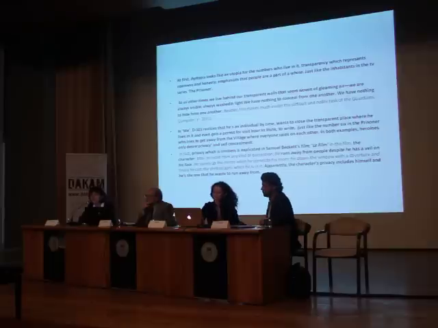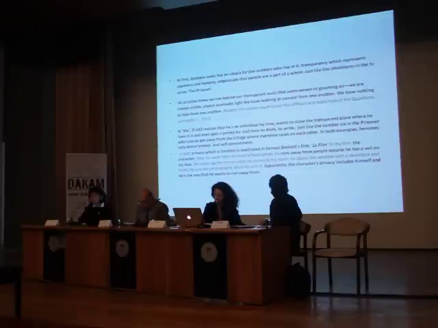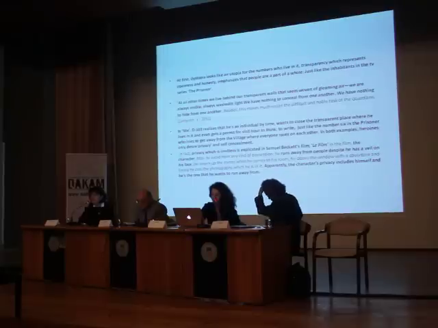In We, D503 realizes that he is an individual, wants to close the transparent place where he lives, and even gets a permit for a visit hour to think, to write. Just like Number 6 in The Prisoner, who tries to get away from the village, where everyone spies on each other. In both examples, the hero's only desire is privacy and self-concealment.